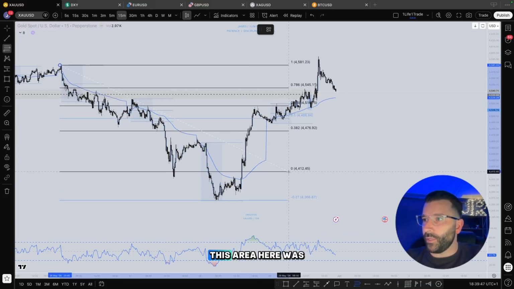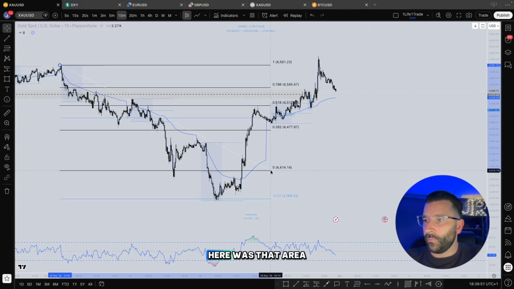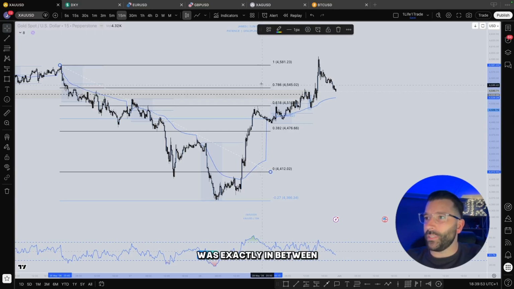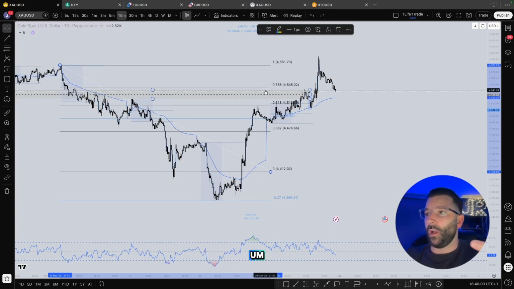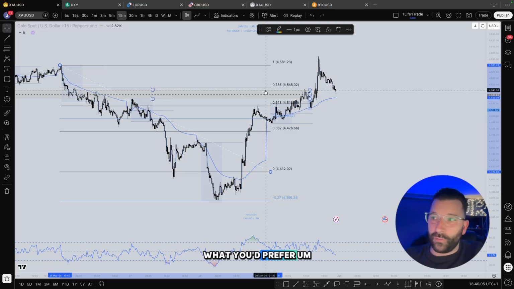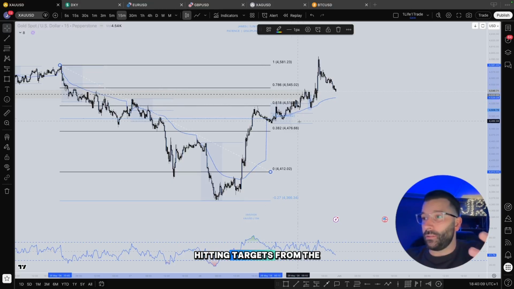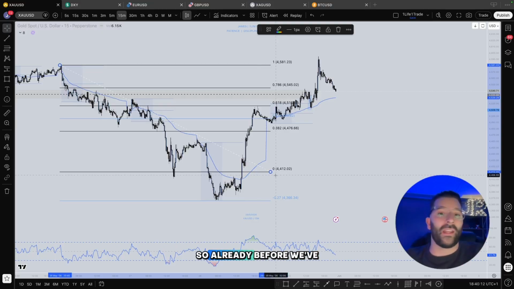And I noticed around this area here was just in between. Let me move this over a little bit here. That area was exactly in between the 618 and 786. So I did think, okay, that solidifies the area a little bit. It means it's going to fill the imbalance to the 50% because that's what you'd prefer. It's good on the Fibonacci and it's good on hitting targets from the higher time frame. So already, before it's even played out, that's a little area that I'm keeping an eye on. So that was that already.